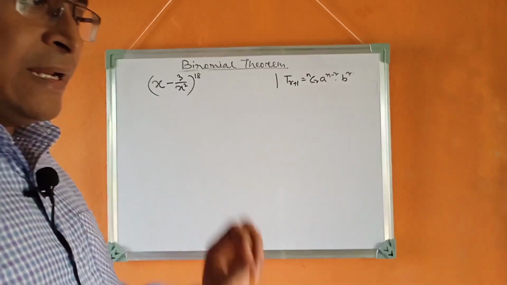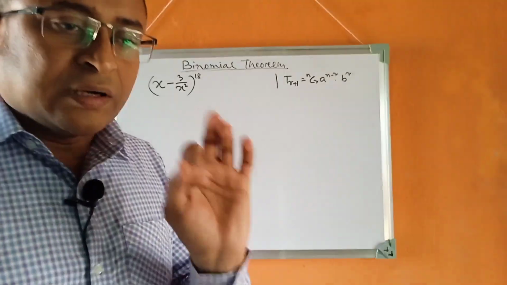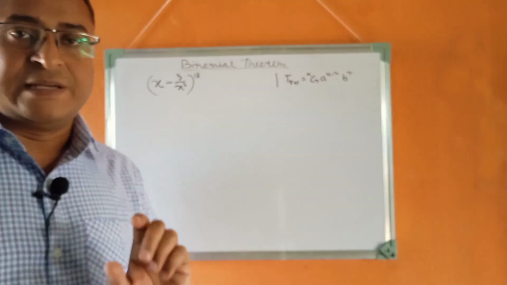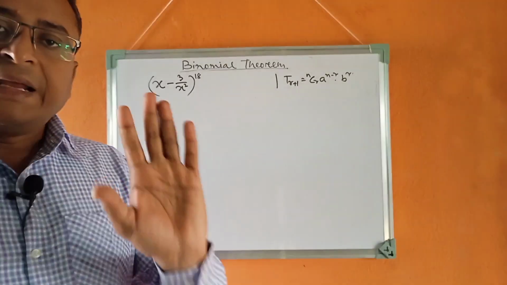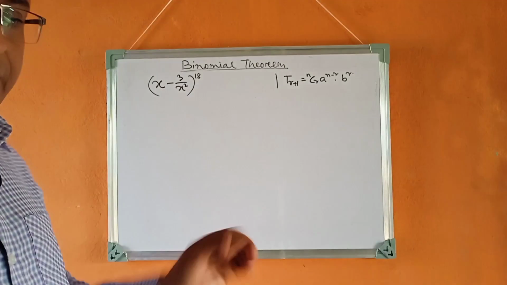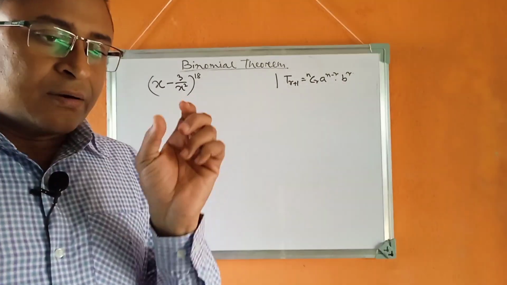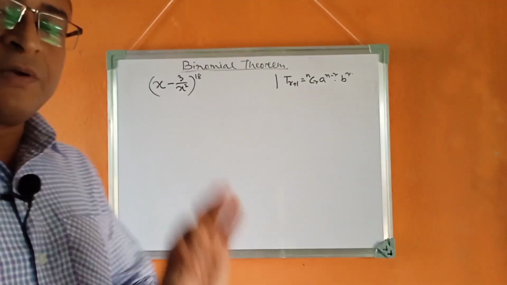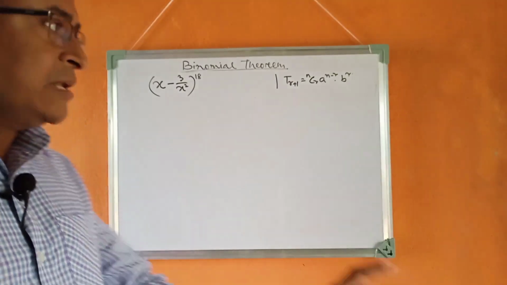That is, there is a term that does not contain x. That term does not contain x, which means only the coefficient remains. That term is called independent of x. That means in that term the power of x is equal to 0. That is the basic concept of independent of x. The power of x is 0.